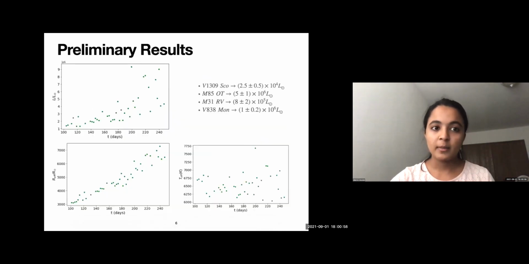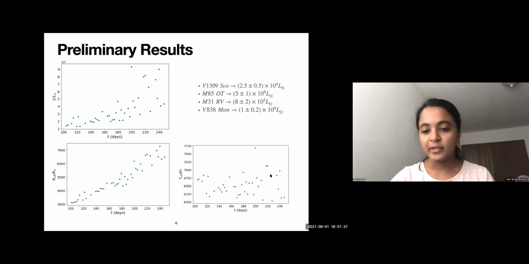All right, so testing our method on this, note that this work is still in its preliminary stages. So here are a few preliminary results. I'm plotting the luminosity, the radius and temperature of these systems. You see that the luminosity is increasing. I'm plotting day 100 to day 250 of the merger. Luminosity is still increasing with some scattering. Radius seems to be consistently increasing with not much scattering, and the temperature is almost constant but with significant scattering.